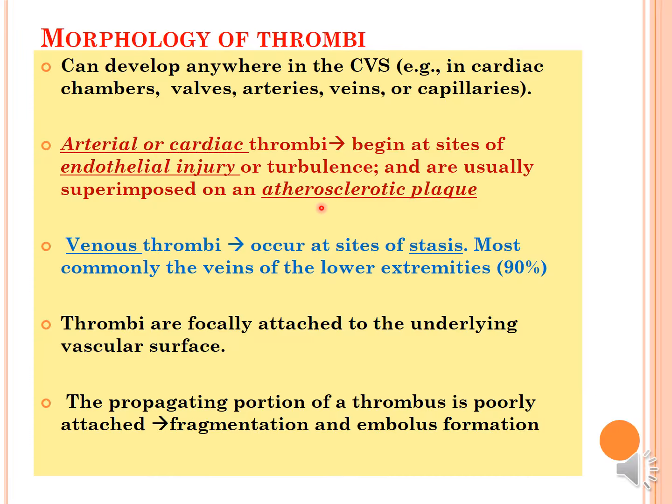On the other hand, venous thrombi are very common at sites of stasis or turbulence of blood flow. Most commonly affected veins are the lower extremity veins. Thrombi are focally attached to the underlying vascular surface, and the other part of the thrombus is called the propagating portion. This part is poorly attached. It is inside the lumen of the blood vessel, and this portion is the one that is involved in fragmentation and in embolus formation.